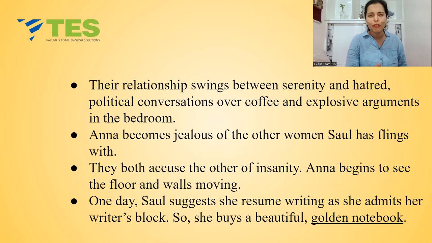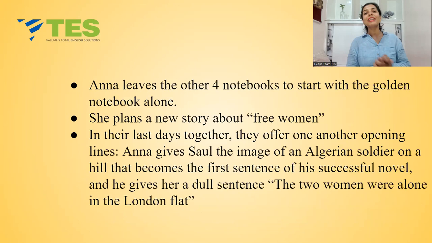One day, Saul suggests that she should resume writing because she admits that she has writer's block. She cannot think of writing anything good. And on his suggestion, she buys a beautiful golden notebook. And here is where we get the title of the novel from. Anna leaves the other four notebooks behind and starts with the golden notebook alone. In this, she plans to start a story about free women.